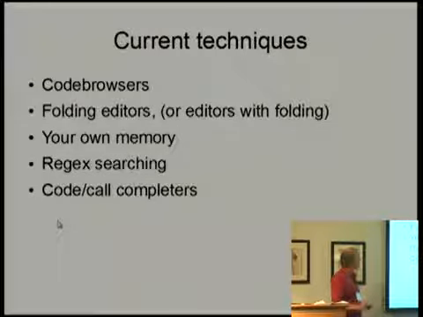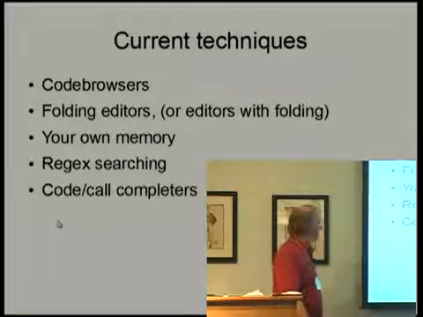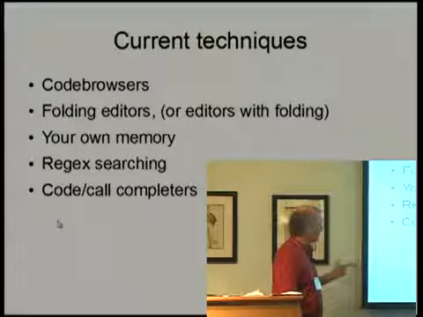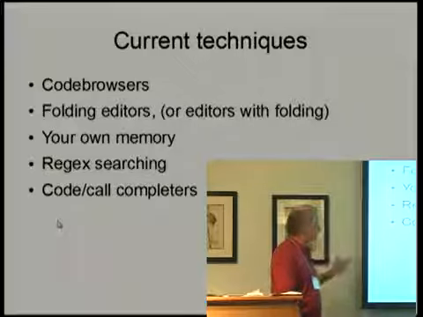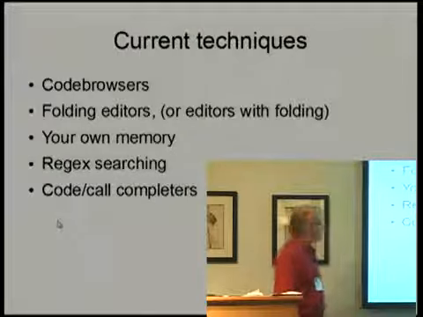We have code browsers. Some people use folding editors to get the stuff out of the way so they can just concentrate on what they've got open and fill in details there. With most of these, the programmer has to use their own memory to navigate. They've got to have some idea of what names they've used so they can regex search for them and get to the right place. Another tool we've got are code callers and code completers. That's nice because it's hard to remember how to type all these things.